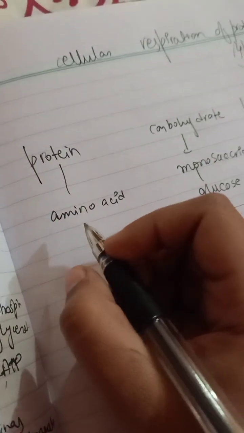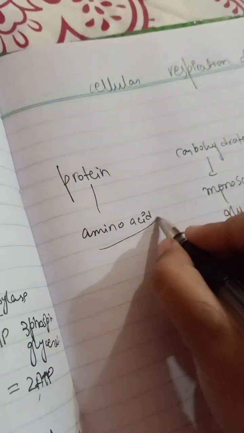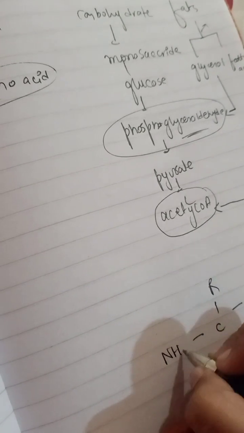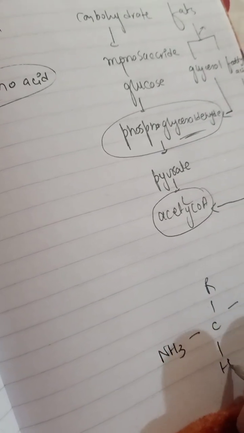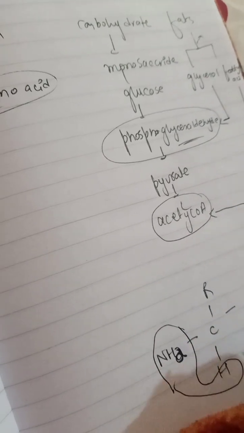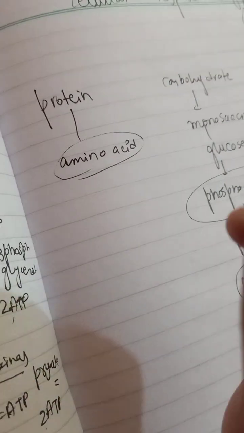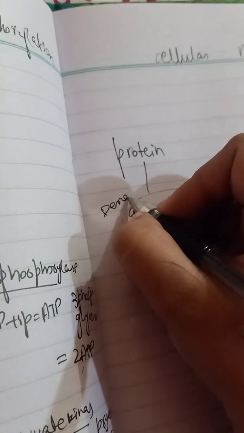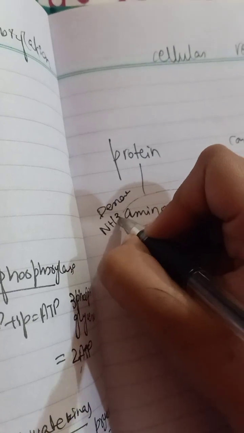If we talk about the amino acid, you can say the structure has a radical R, this is the COOH, this is the NH2, sorry, NH3, and there we have the H. So here the deamination occurs, which means the formation of NH3.